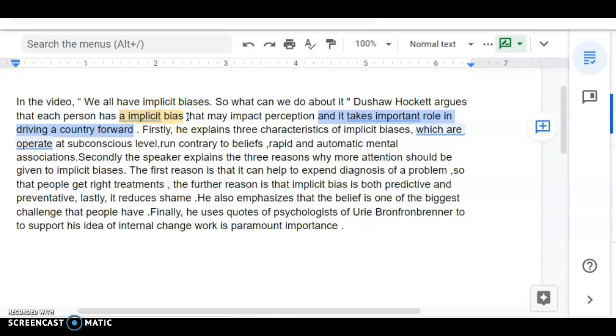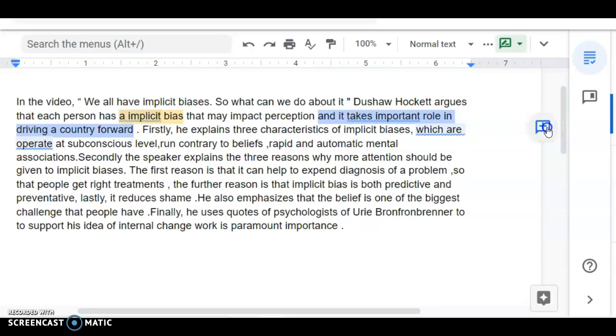So we need to address the issue of biases if we want to drive the country forward. That's what he said, right? And you make it sound like biases are a good thing and they have an important role in helping the country. But actually, it's the opposite. Biases are detrimental. They thwart progress. They stop progress in society. So that is a major issue which needs to be addressed, the issue of biases, right?